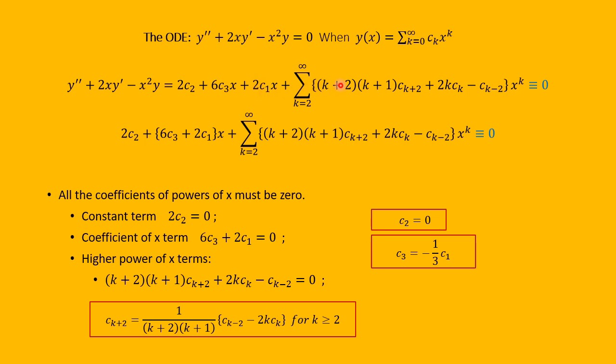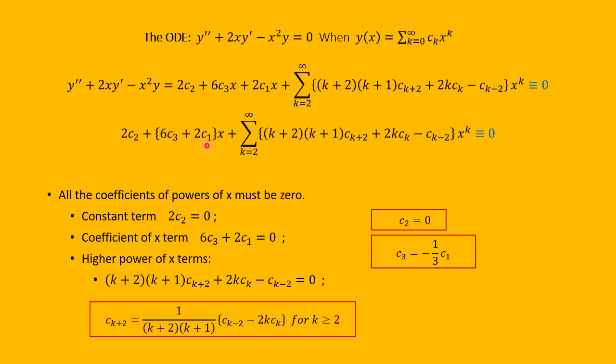And then the rest of this will just be copied down. Sum k equals 2 to infinity of all of this stuff again. Now, if this equals 0 for all x, in other words, if this is the 0 function, because we want this differential expression to equal the 0 function, all of the coefficients of the powers of x must be 0. So this constant term has to be 0. 2c2 equals 0, so c sub 2 equals 0.